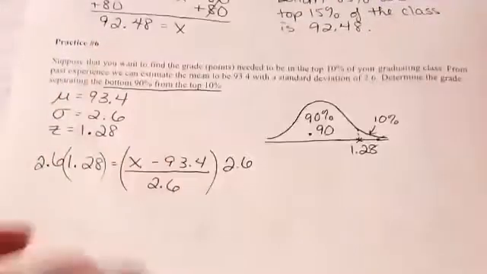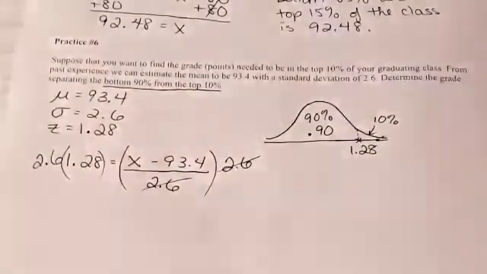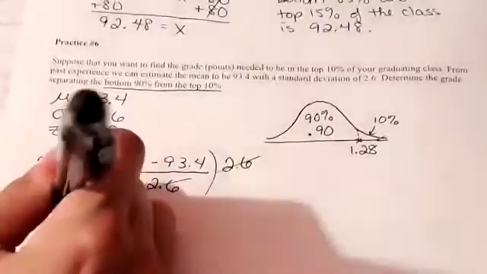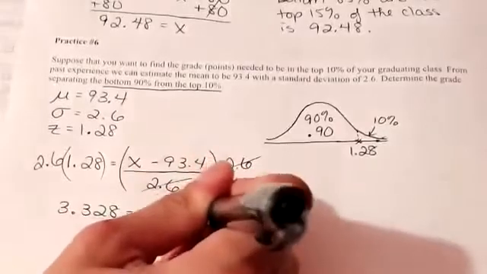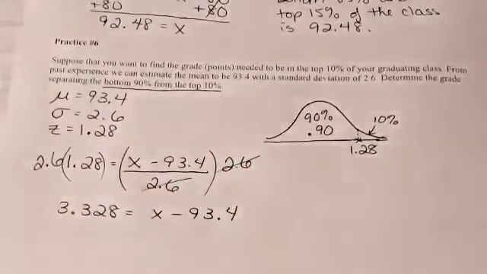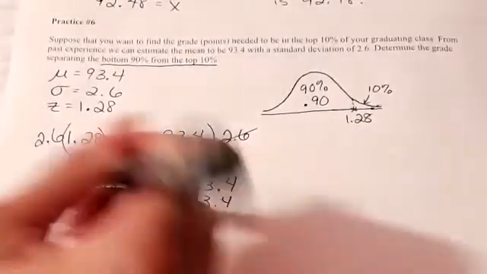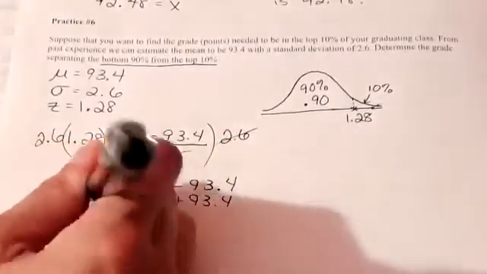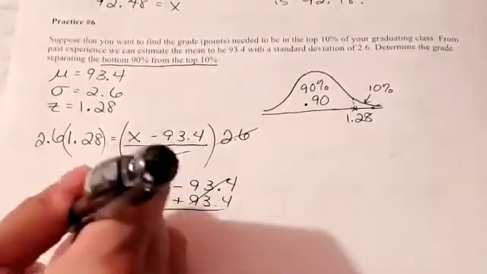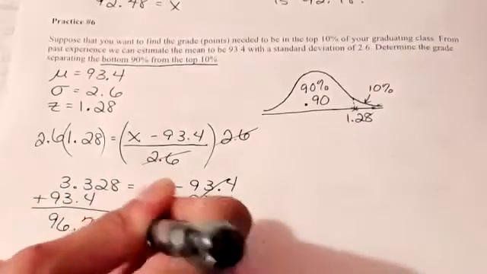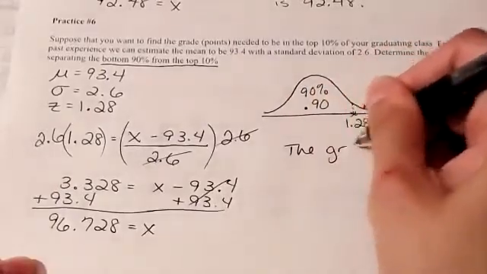Multiply both sides by the denominator so that we can cancel out those 2.6s. We are going to then get 3.328 is equal to x minus 93.4. At this point, we want to solve for x. We're going to add 93.4 to both sides. And then we get that our raw data value is 96.728. That's my x. So, any questions as I write?